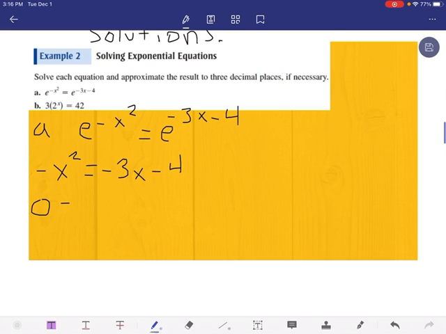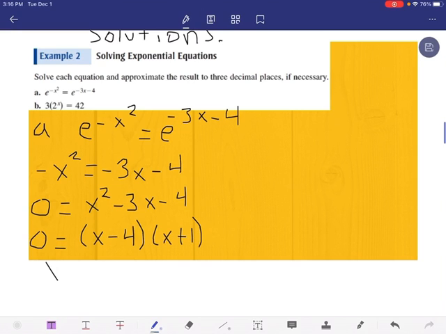So now we have a quadratic. So I'm going to move my x squared over. Now it's set equal to 0. We can factor and solve. So we're looking for what multiplies together to give us negative 4 that adds together to give us negative 3. Well, that's going to be negative 4 and positive 1. So we get x equals 4 and negative 1.